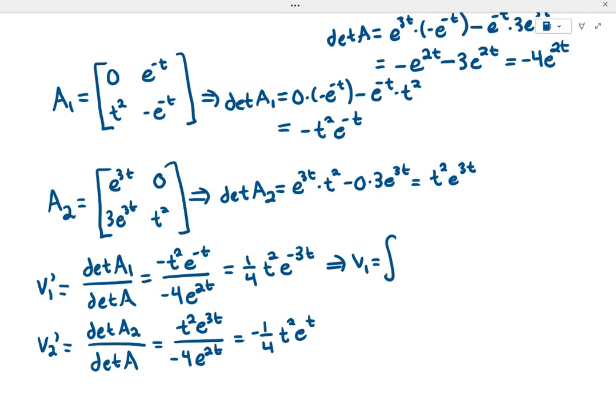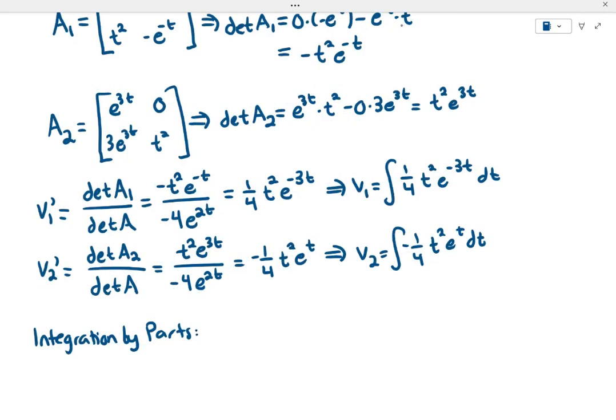v1 equals the integral of 1/4 t squared e to the negative 3t dt, and v2 equals the integral of negative 1/4 t squared e to the t dt. Both integrals will require using integration by parts twice.